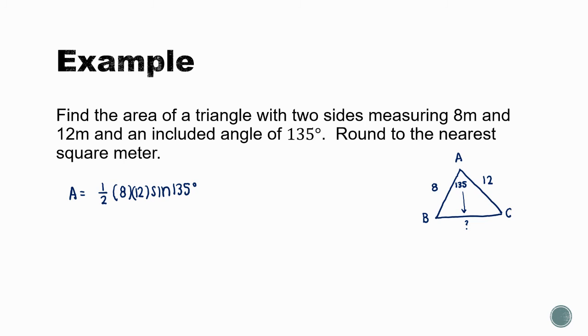In our calculator, we get 33.9411, and so on. So to the nearest square meter means to the nearest whole number. So 33.9 means that we want it to be 34, and then square meters, we have to put that unit with it. But that would be the area. So it's the two sides and the angle that is included.